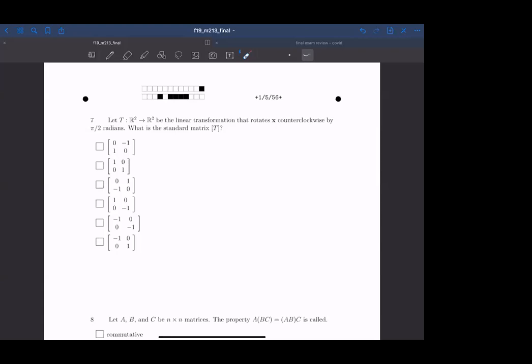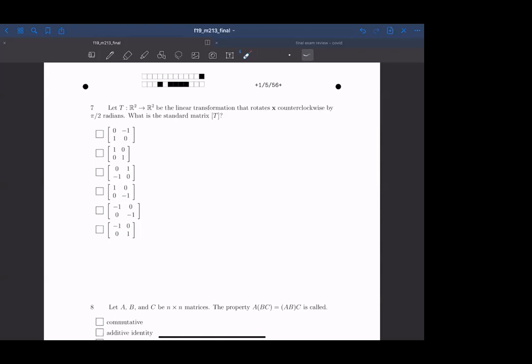So let's look. Problem 7 is more like a standard type question that you might expect to see. So this is asking us, we have a linear transformation from R2 to R2, and it rotates vectors x counterclockwise by pi over 2 radians. So this is the linear transformation that takes a vector and rotates it 90 degrees. We want to find the standard matrix for this transformation. All right, so how would we do that?